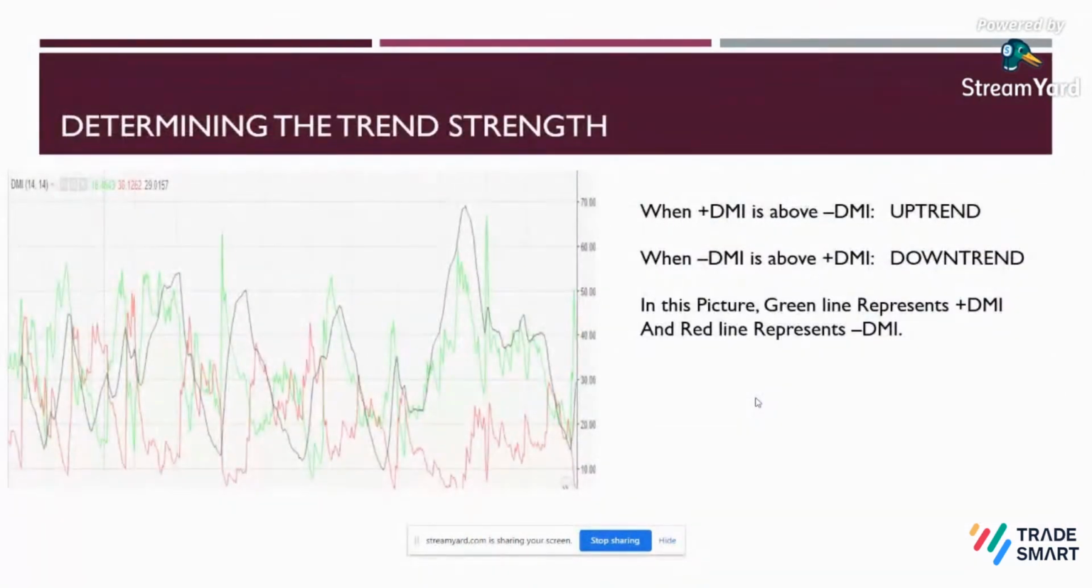As I explained, you can see one more time here that the plus line is represented in green color and the minus DMI line is represented in red color. So when plus is above minus, it is an uptrend, and when minus is above plus DMI, then it is a downtrend.